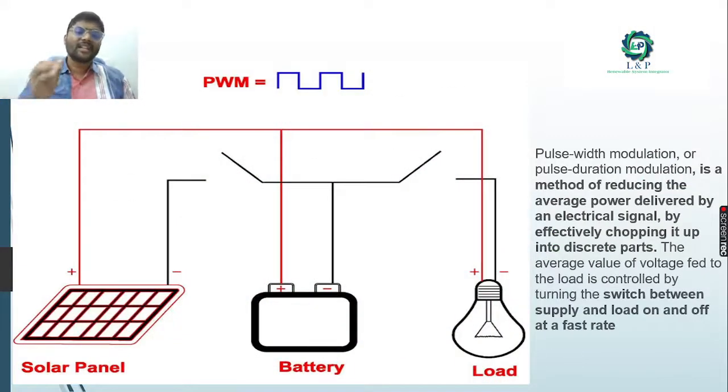First, let us understand what PWM is. PWM is pulse width modulation. It is the method of reducing the average power delivered by an electrical signal by effectively chopping it into discrete parts, which means we are just cutting it. In pulse width modulation it is like a switch being turned on and off. Immediately a sharp pulse happens and immediately a down pulse happens. If you do this quickly, a pulse is formed, and that is called pulse width modulation.